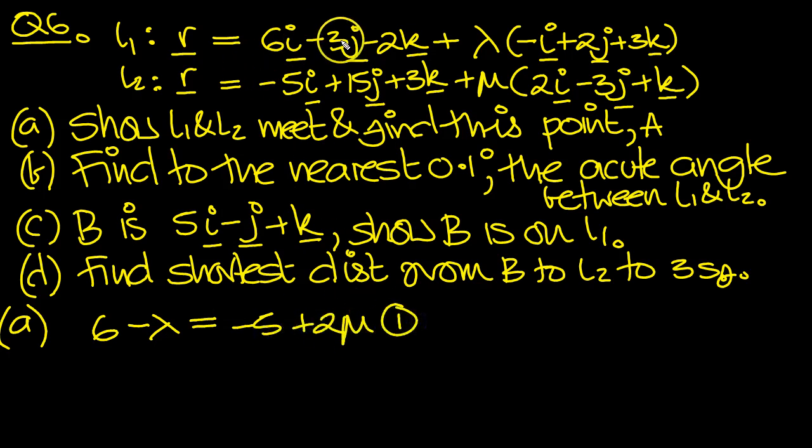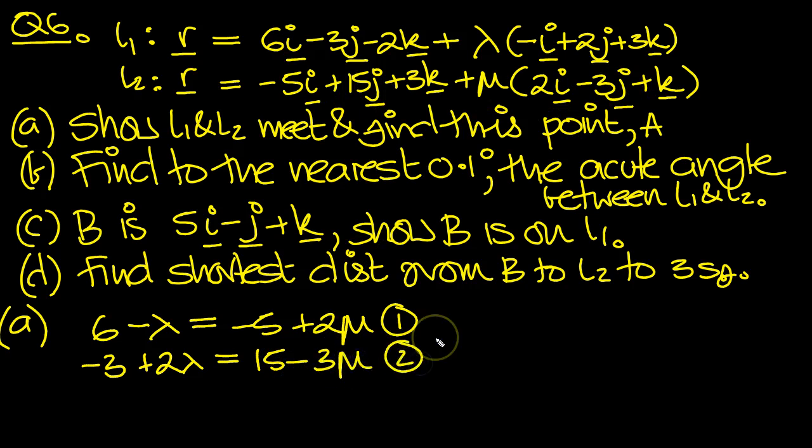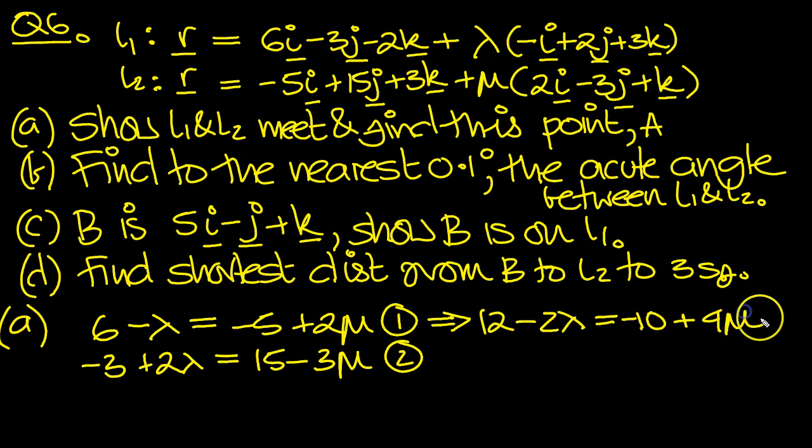The y component, which is minus 3 plus 2 lambda, needs to equal the y component of this line, 15 minus 3 mu. Now we've got two equations in two unknowns straight away, so we can solve and see what we get for lambda and mu. So let's double this one to get minus 2 lambda here. So this tells us that 12 minus, double this, is 2 lambda, will equal double this, minus 10 plus 4 mu.